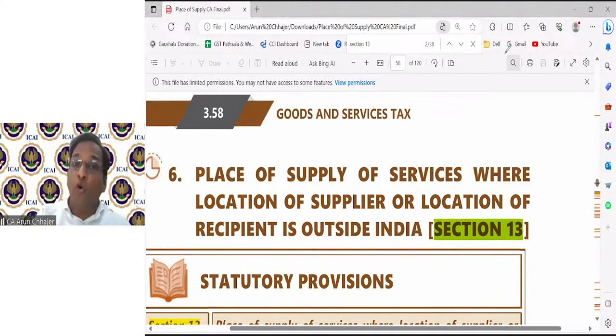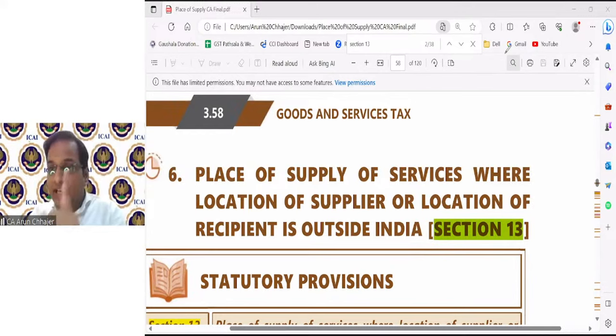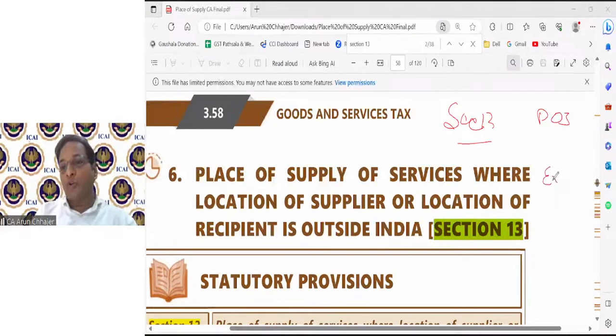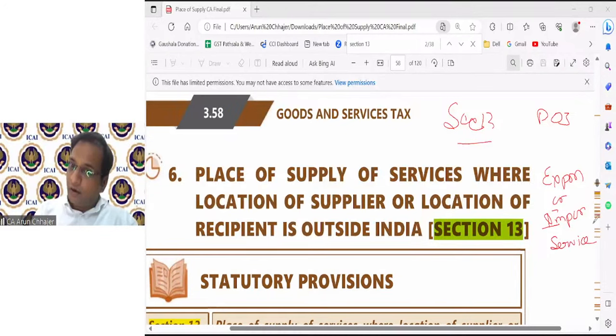In the service case, you cannot. Why? Because one condition of export of service is POS should be outside India. One condition of import of service is that the place of the supply should be India. Correct? So therefore I am saying section 13, whether place of the supply is first or export or import of service is first. Now tell me please, which will come first and which will come second?